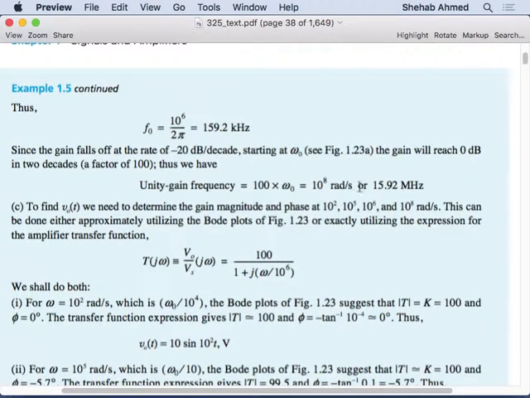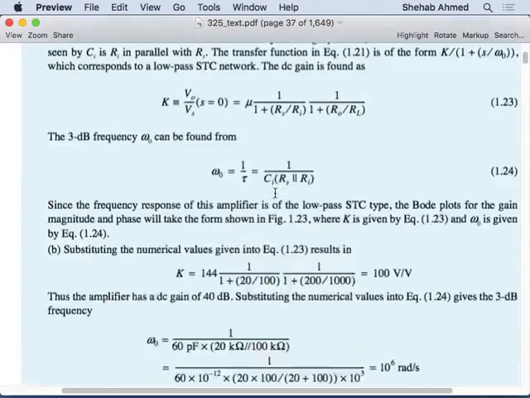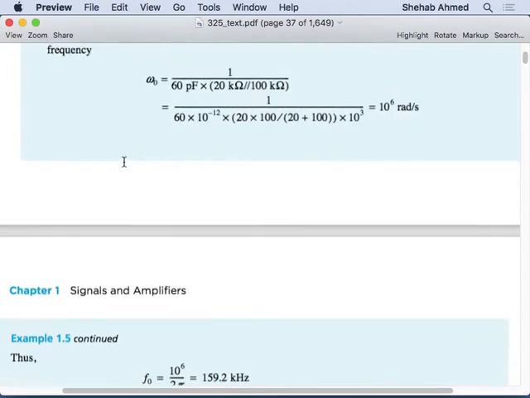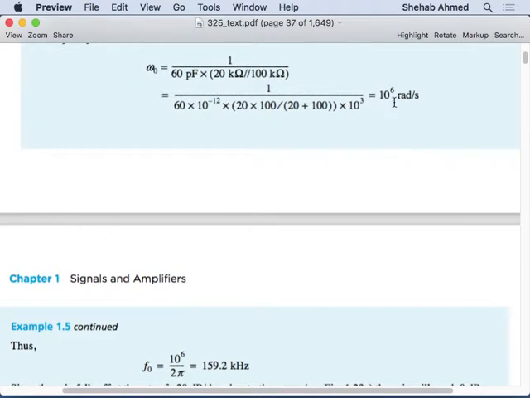Okay, that's this. Now what are they asking for? Now they're asking for what I was saying. Okay, you have a signal. They gave you a few different signals. These signals are 0.1 sine 10 squared t, 0.1 sine 10 to the 5 t, and so on. Remember, omega naught was what? Our corner frequency was 10 to the 6 radians per second.